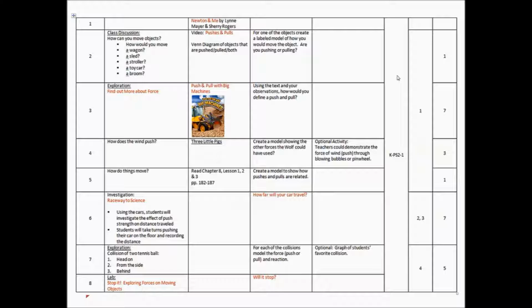The first series of lessons, 1 through 8, allows students to observe the effects of different strengths or different directions of pushes and pulls on the motion of an object. By the end of Lesson 8, the goal is for students with guidance to plan and conduct an investigation in collaboration with peers to compare the effect of different pushes and pulls.